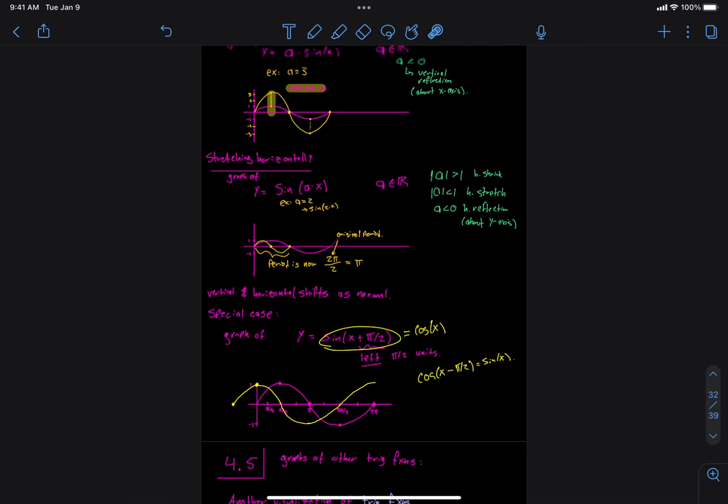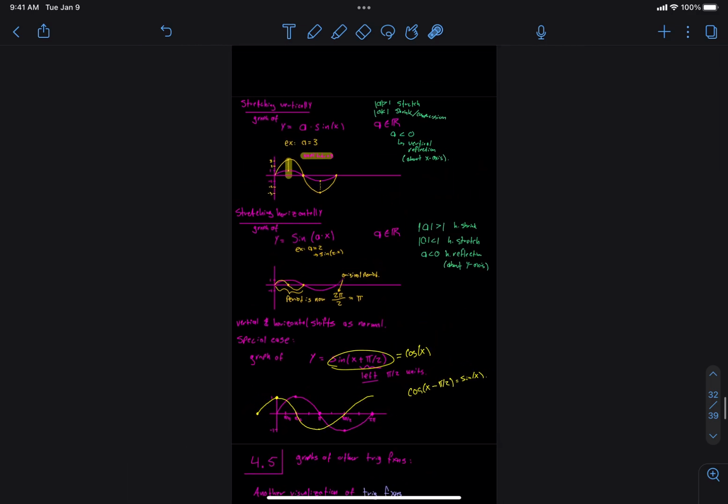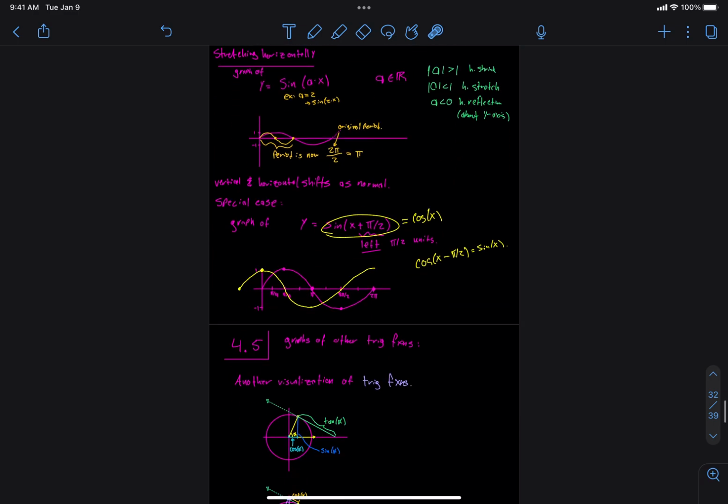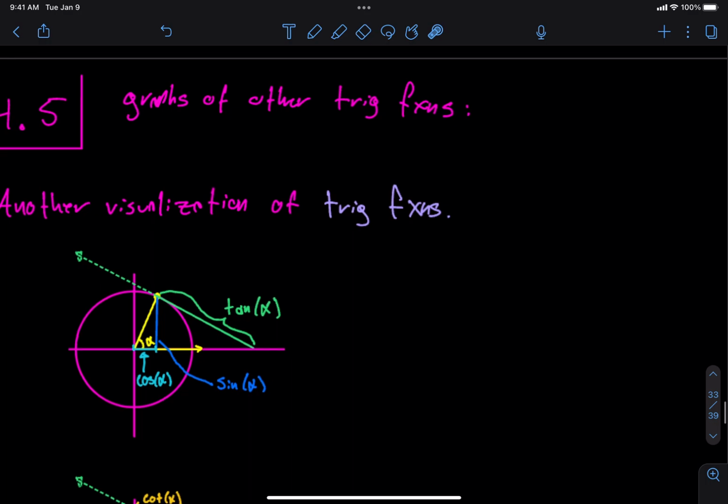Okay, any questions on transformations of trigonometric functions? So stretching, shrinking, reflecting, and shifting. All right, it doesn't seem like there are any questions, so I'm going to move on to section 4.5.